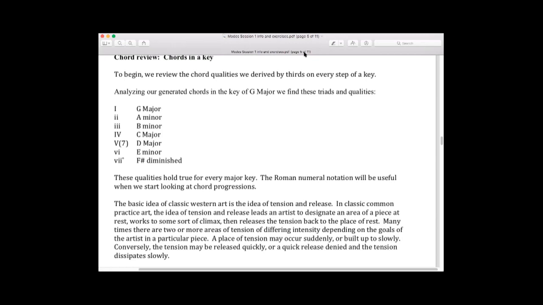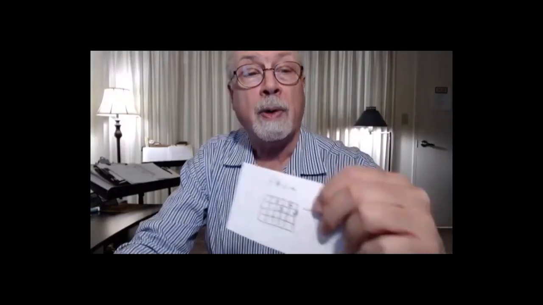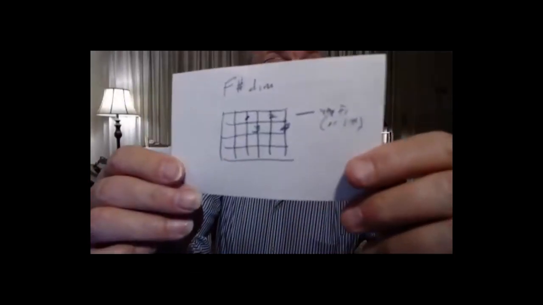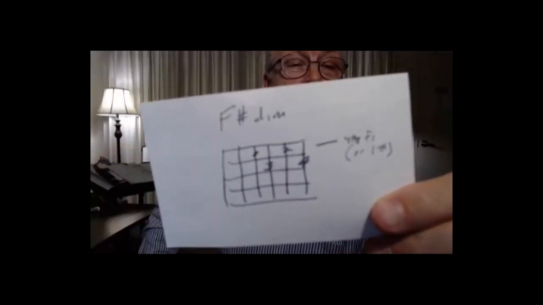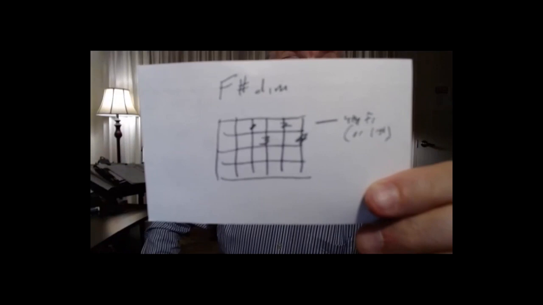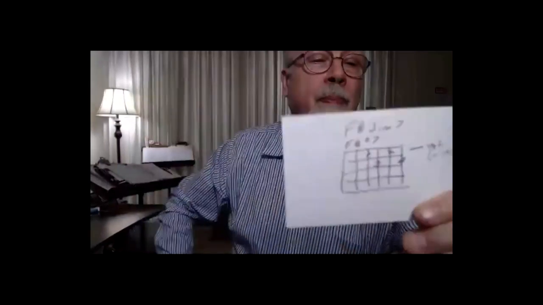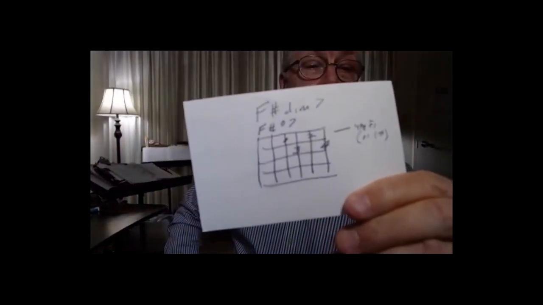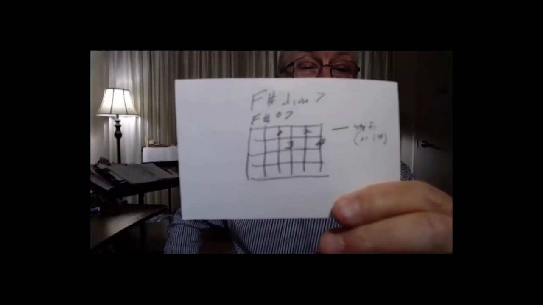All right, I'm going to stop screen sharing for a moment. I'm going to hold this up to the camera. And that's your guitar shape for F sharp diminished 7th. Did I put the 7th on there? I didn't. Hold it. Or F sharp circle 7. Here we are. Is that in focus?